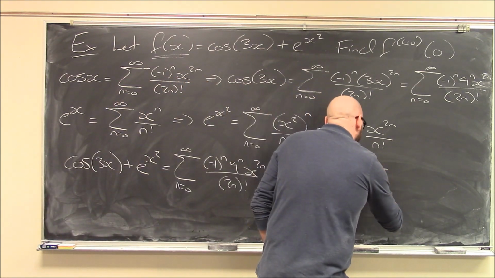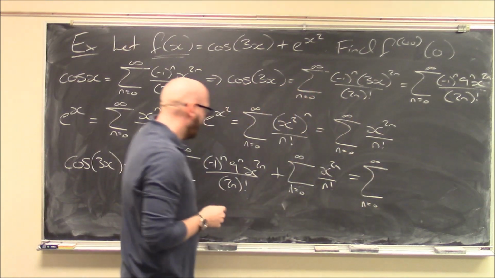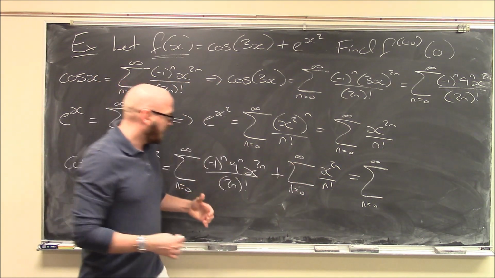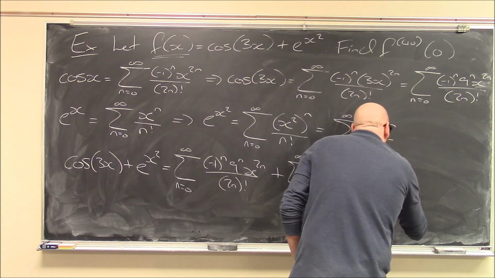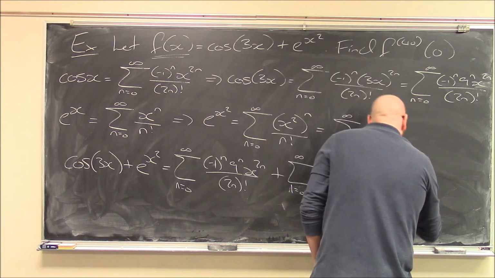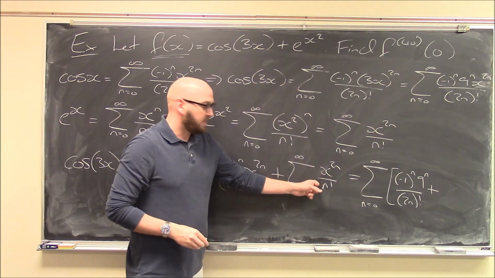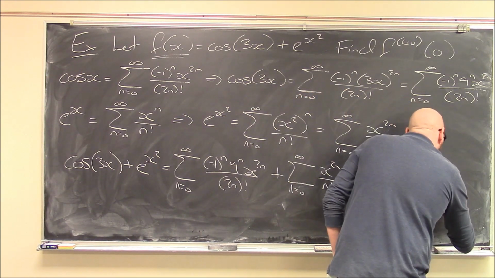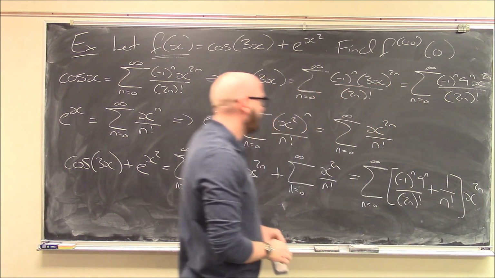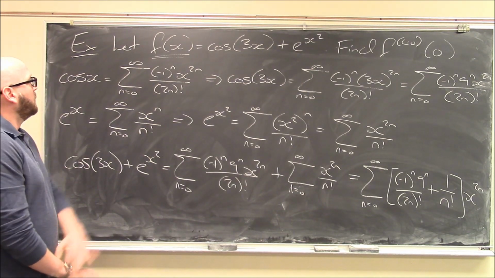as a single power series, a single summation, n equals 0 to infinity of, I'm going to have some stuff, times x^(2n), right? x^(2n) is common to both, so I'm going to factor that out. And what do I have from the first one? I've got (-1)^n 9^n over (2n) factorial, plus from the second one, I've got just plus 1 over n factorial, times x^(2n). Awesome. There's the Taylor series centered at 0 for f of x.